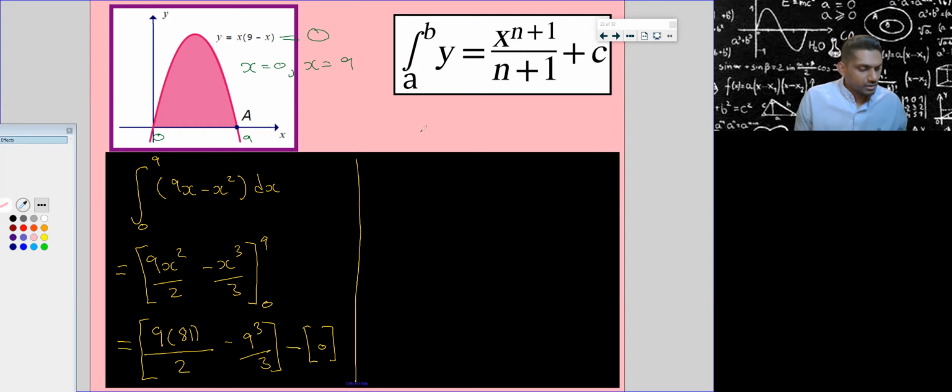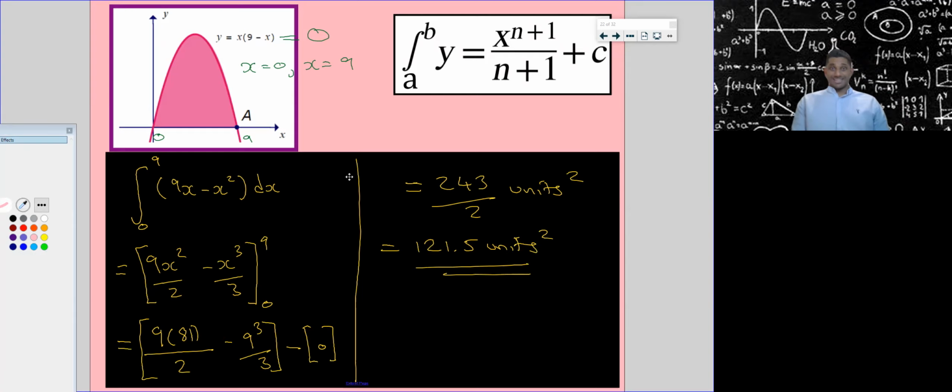Yep. So you can just type that into your calculators probably. What I'm doing: 9 times 81 over 2 minus 9 cubed over 3, and that gives 243 over 2 units squared, which is 121.5 units squared.